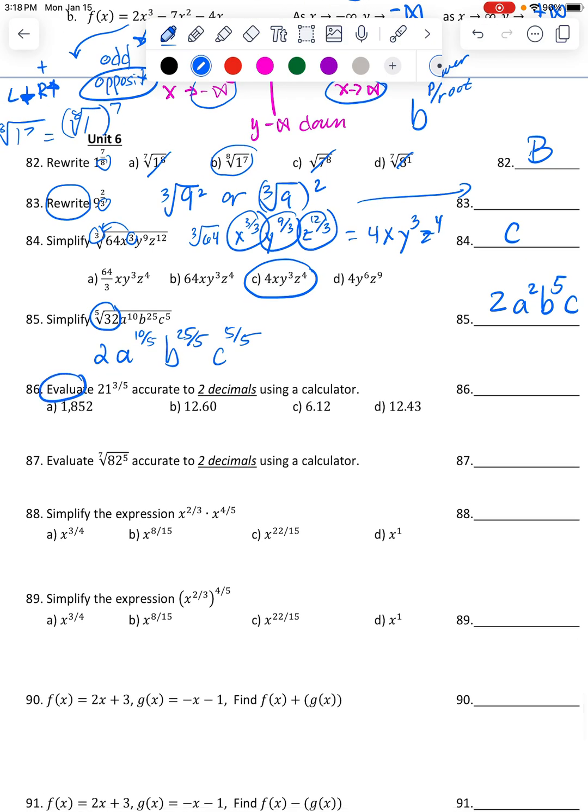Now, evaluate is different. Evaluate means you need to get a number. So you're using your calculator, and if you're going to type this into your calculator, you're going to use an arrow key and then the 3/5. Or you might have a button that looks like this. You have to kind of figure out what you need to use on your particular calculator to kick out the proper answer. And this one has a typo. It's actually 6.21. And that turns out to be the answer.